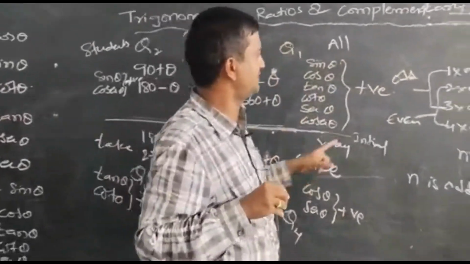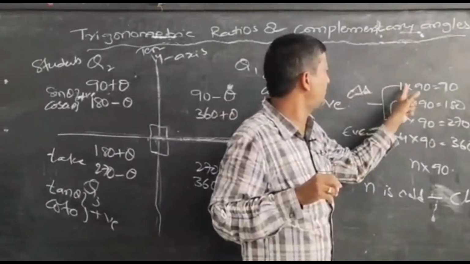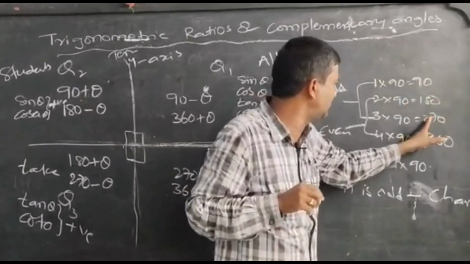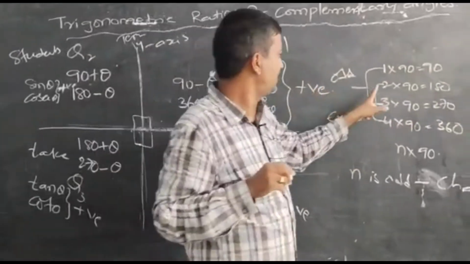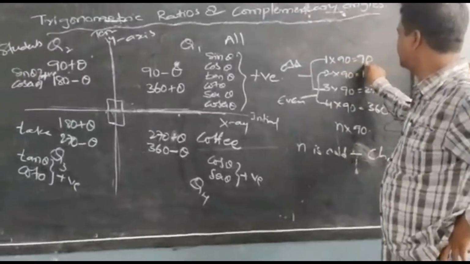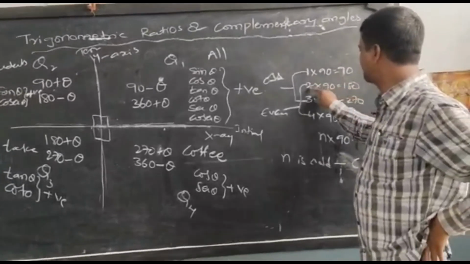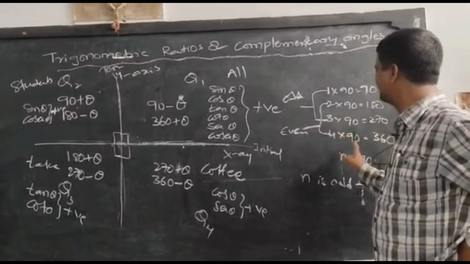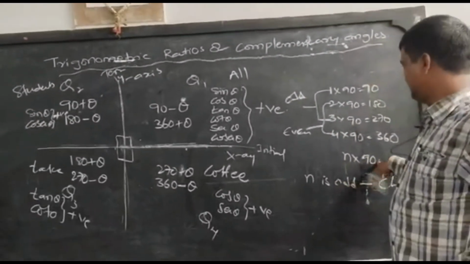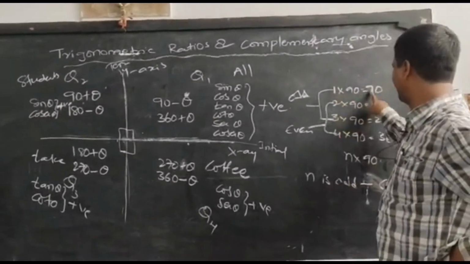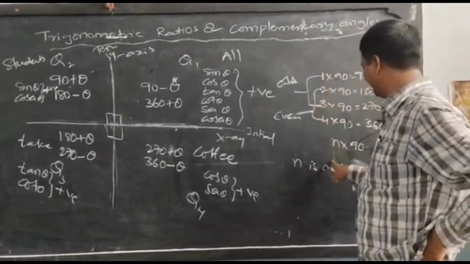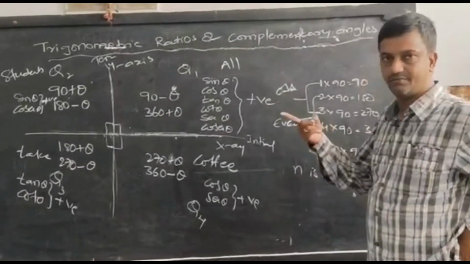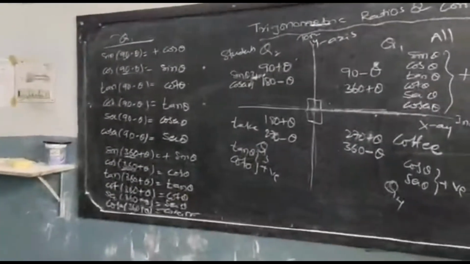Odd means what? In which situation? N is odd: 1 into 90 is 90, 3 into 90 is 270. For 90 and 270, there is a change in the ratio. We can write 90 equals 1 into 90, 180 equals 2 into 90, 270 equals 3 into 90, 360 equals 4 into 90. The generalized formula is n into 90. So here 1 and 3 are odd. For 90 and 270, n is odd. If n is odd, there is a change in the ratio. Just now we observed this in quadrant 1.